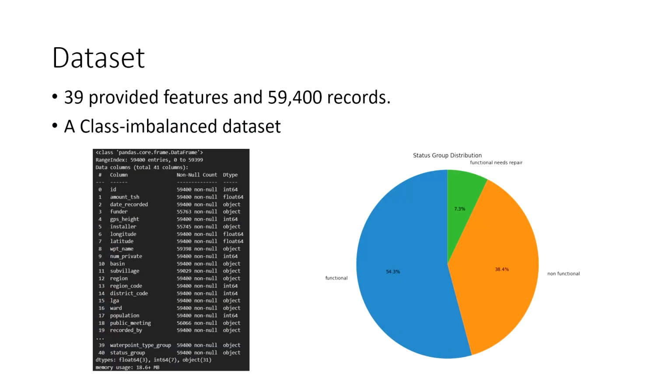The dataset has 39 features and around 60,000 records, and the target column is status group. As seen in the pie chart, the classes are not balanced, so we use stratified sampling when splitting the data to keep all three classes in both training and testing sets.